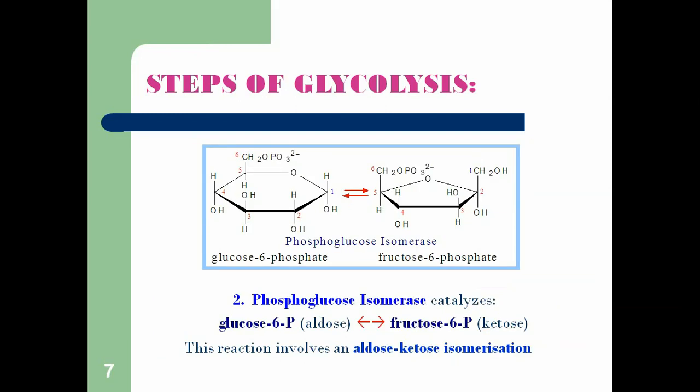Step 2, isomerization of glucose 6-phosphate to fructose 6-phosphate. This stage is basically an isomerization reaction, that is an aldose-ketose isomerization that takes place spontaneously. The prime aim of this step is to have a symmetry in the molecule so that two identical 3-carbon molecules can be produced in the next phase, that is splitting phase.